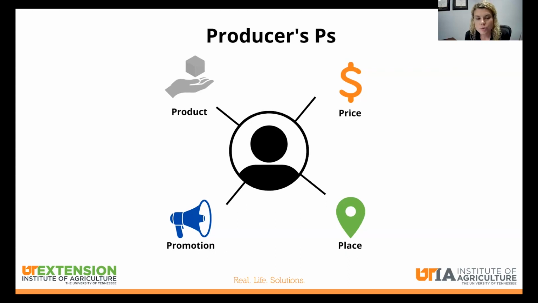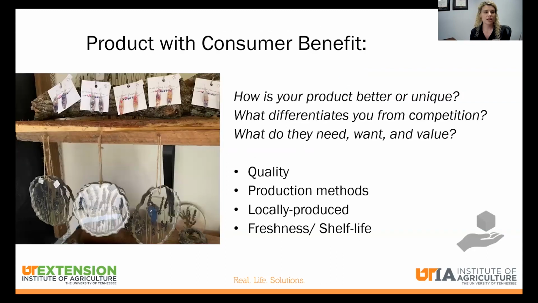When we look at those, we want to match them up with our producer's P's. Again, our marketing mix, we just went over this. The product, price, place, and promotion should be matching up with our consumer's C's so that we are meeting our customers' needs when it pertains to that product, price, place, and promotion. When we match those up, we have product with consumer benefit. So how is your product better or more unique?